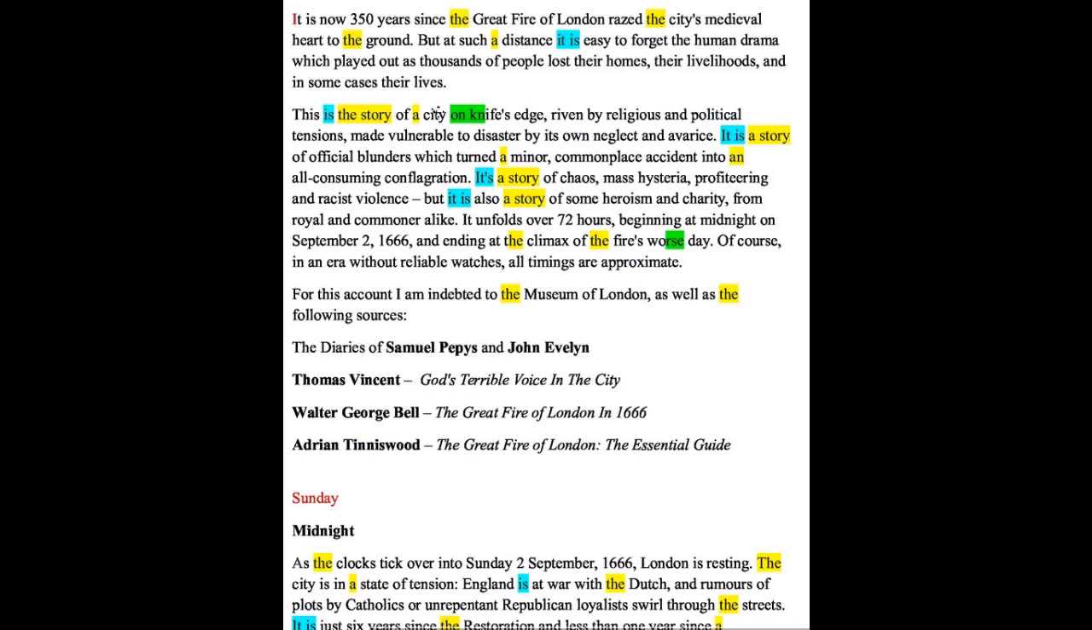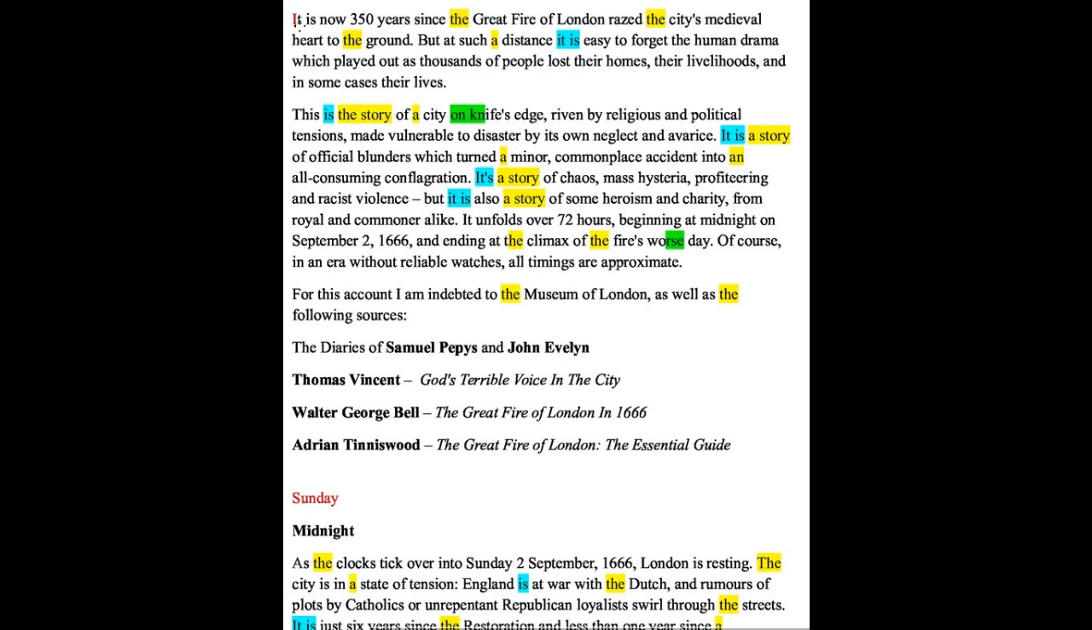Okay, today we're going to look at articles in much greater detail. I've taken this newspaper article from the Telegraph. It's an article about the Great Fire of London. And so let's go through every single article we can see in this story, and I hope to show you that they're used perhaps counterintuitively on a number of occasions.